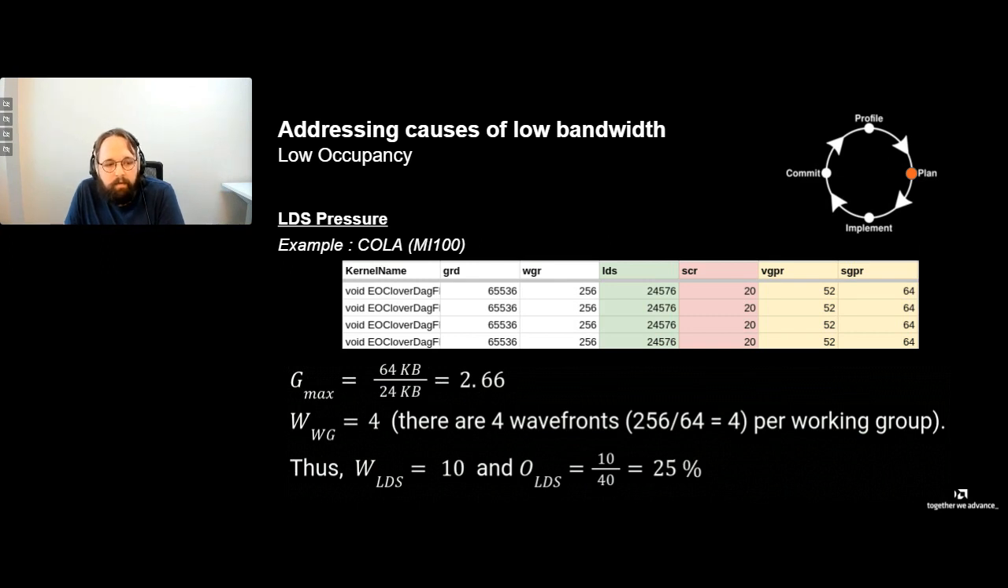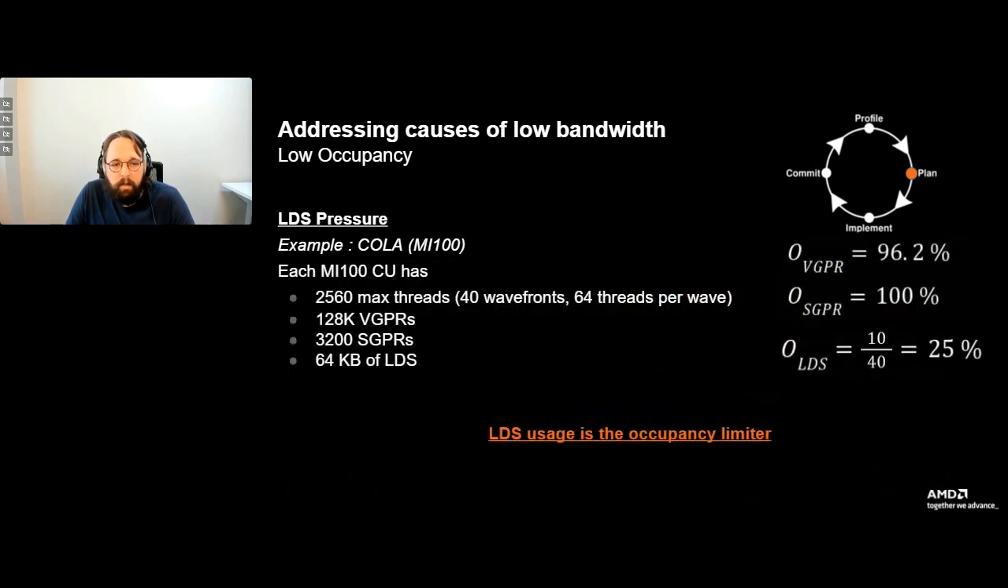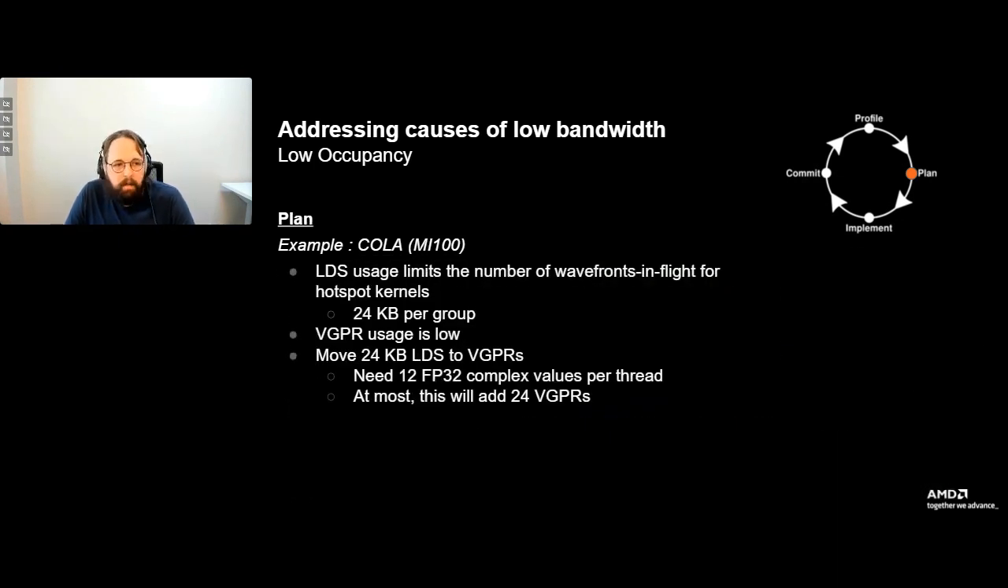So, if I were being generous, the total number of wavefronts per compute unit is going to be 10 here. Out of the 40 that the MI100 can support, that means the local data share usage is limiting my occupancy to 25%. So we use this as a guideline to say, well, we know we're getting bad memory bandwidth. We clearly are not going to be able to hide the latency in memory operations very well. So what we're going to do is kill off that local data share usage.